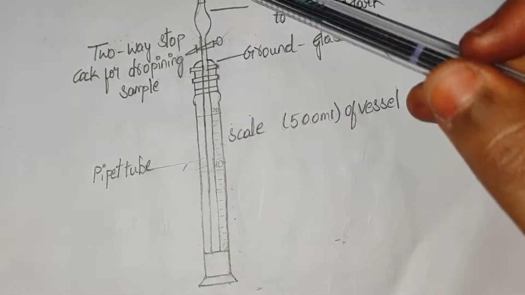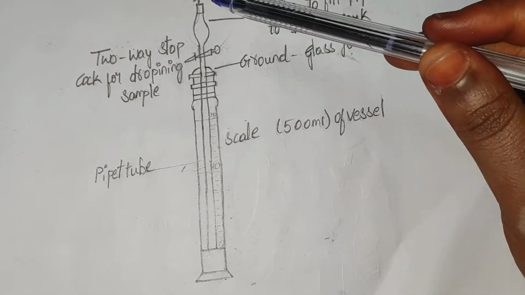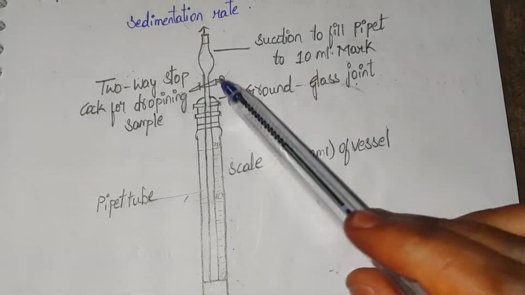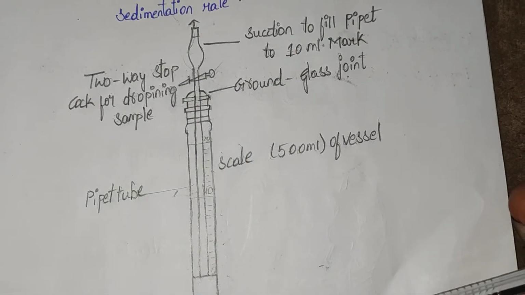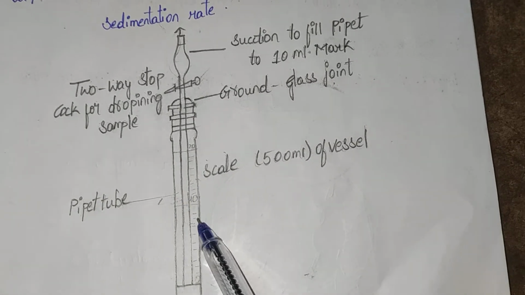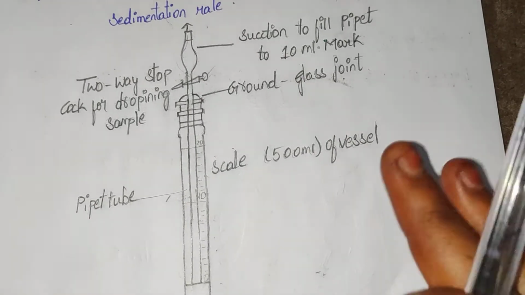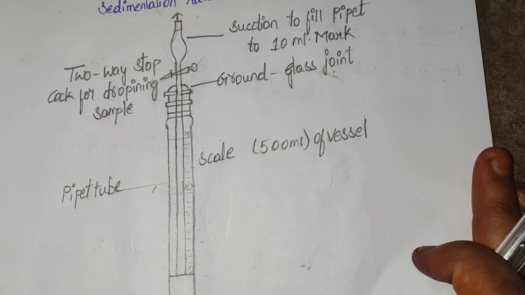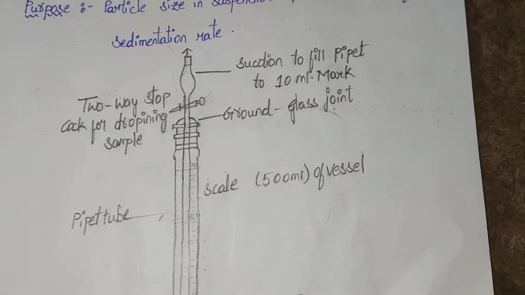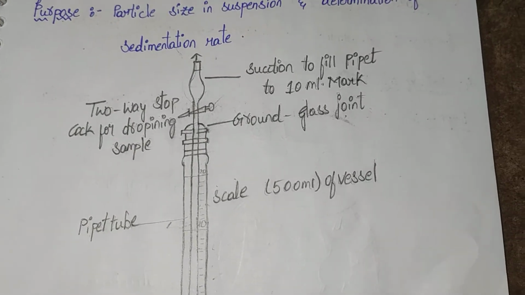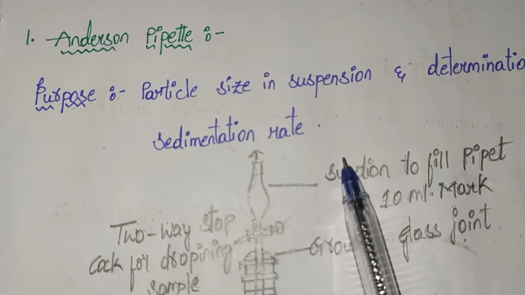Between the suction tube and the pipette tube, we have a glass joint. Between the suction tube and the glass joint, we have a two-way stopcock for dropping a sample. Coming to the procedure, we have to take a suspension in the pipette tube and shake it for 2 minutes and then keep it aside. After a few minutes, you will observe the sedimentation rate in the suspension. So, it is used for the determination of particle size in a suspension and determination of sedimentation rate.